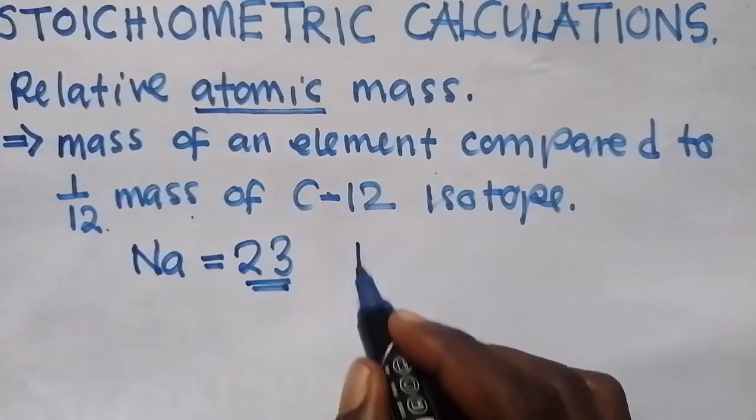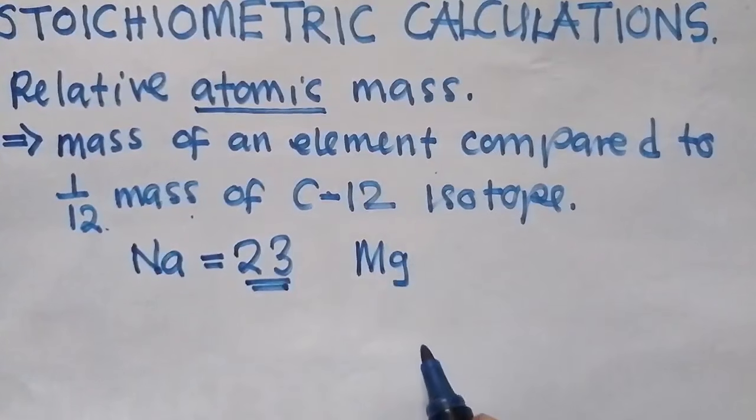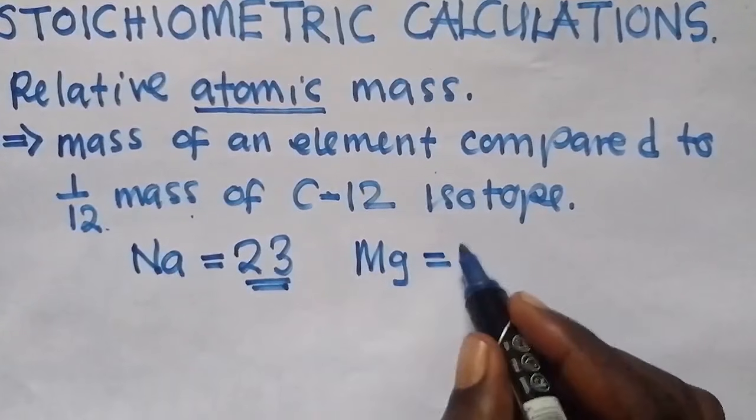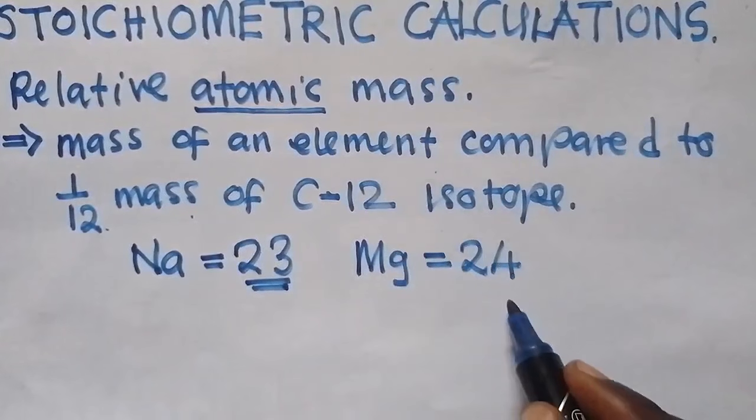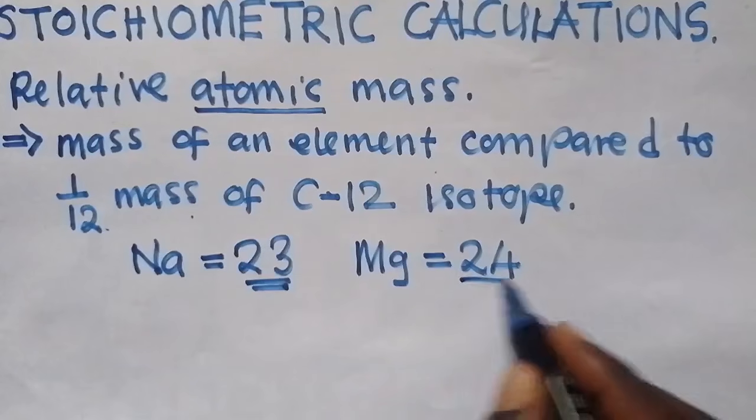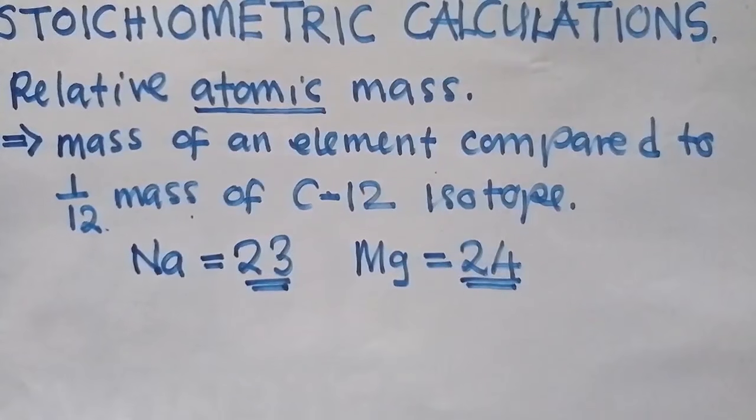Let's talk of magnesium. You know that the mass number is 24. These don't have any unit. You just need to write them like that. So these are some of the examples that we can discuss.